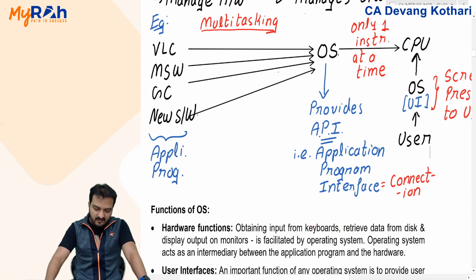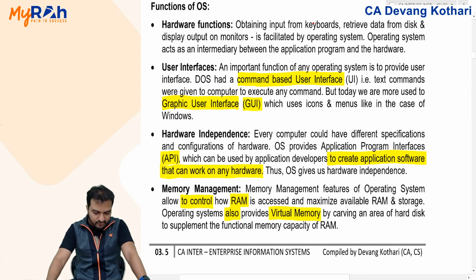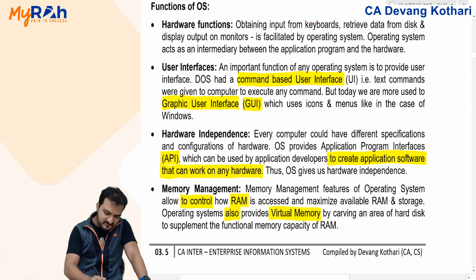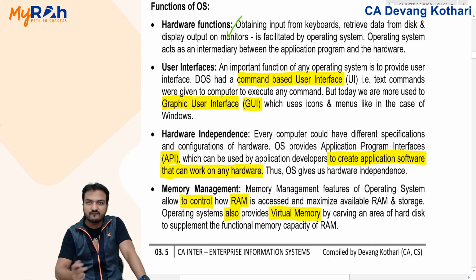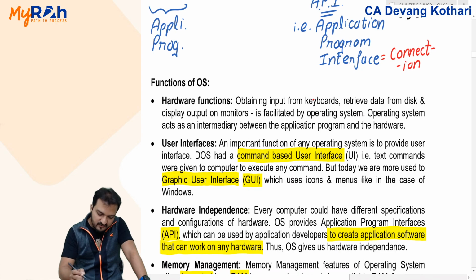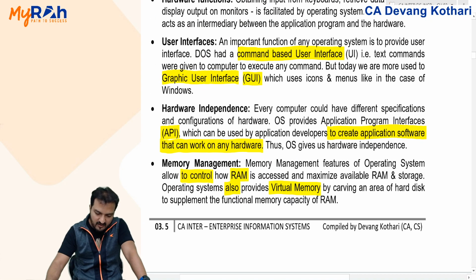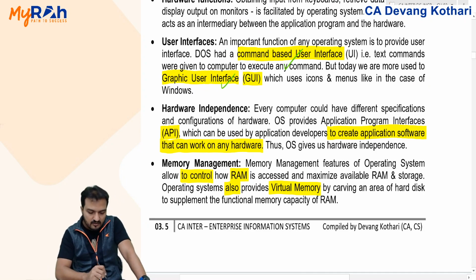Anyways, these are the various functions of the operating system. We'll just go through them. Hardware functions, meaning managing the hardware, deciding when to use which hardware. User interface, it provides the user interface. Earlier it used to be command based user interface, nowadays it is graphical user interface.